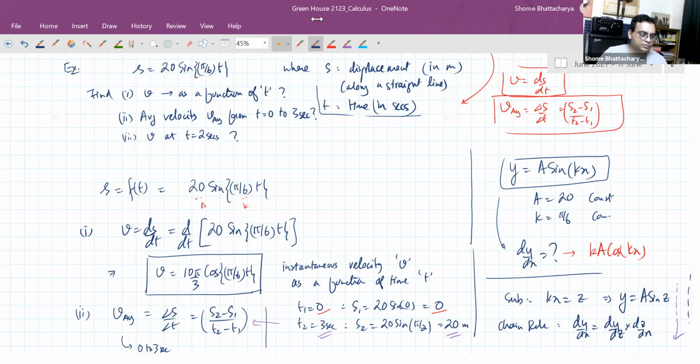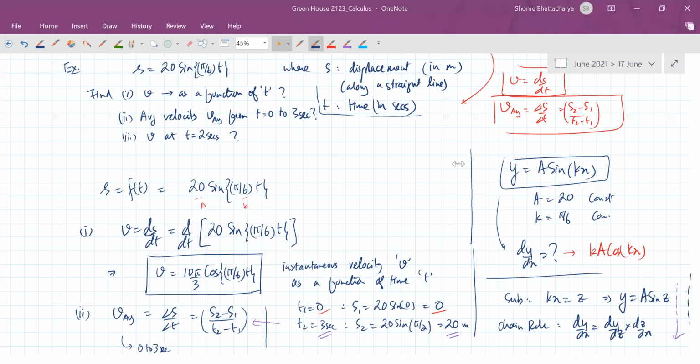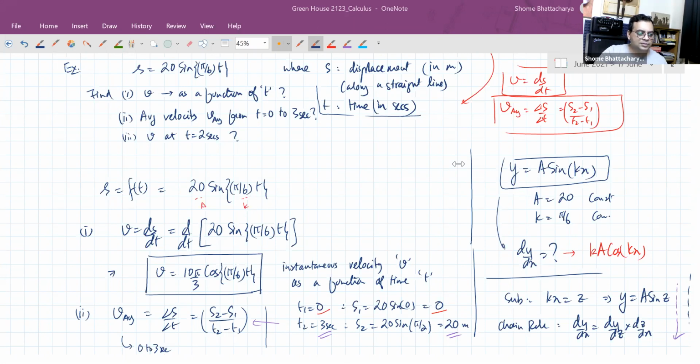So when we differentiated this equation, what we got was 10 pi by 3 into cos pi by 6t. If we substitute the value of t by any constant, we will get the value of s, right? Not t. You'll get the value of instantaneous displacement at that time.